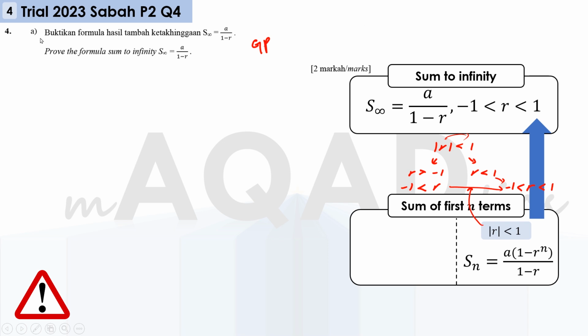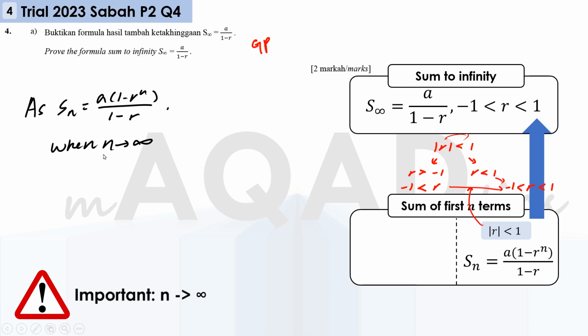Right, so now back to the question, how do we prove this? We need to use Sn for this formula, not the other one. Since the difference is only n and infinity, I'm going to say that when n goes to infinity and also the range of r is between -1 and 1, r^n, which is this part of the formula, will become 0.